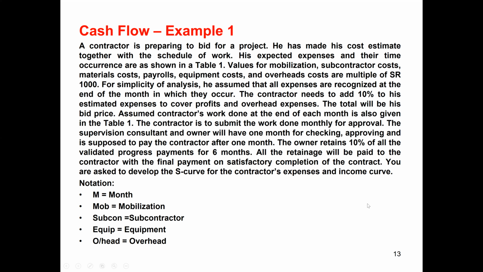Okay, so you need to develop the graph or the S curve for the contractor's expenses, the way the contractor is going to spend money, and the way the contractor is going to receive money from the owner. Some abbreviations are used: M is used for month in the table, MOB is for mobilization, SUBC is for subcontractors, EQUIP is used for equipment, and O/head is used for overheads.